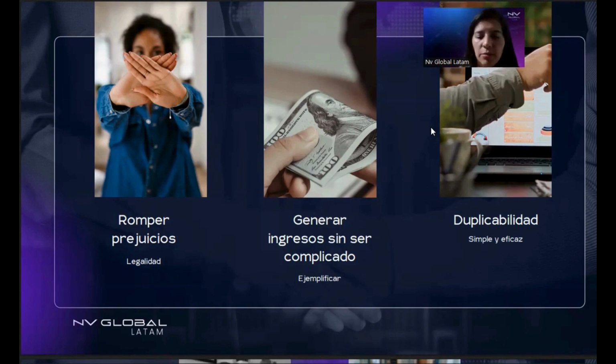Many times it's not easy, but you can develop Excel tables that are very dynamic. They explain how it's done, how much you earn, how much you earn by referring, how much you earn residually. All of that can be grouped in an Excel table and made easier for the person to understand.